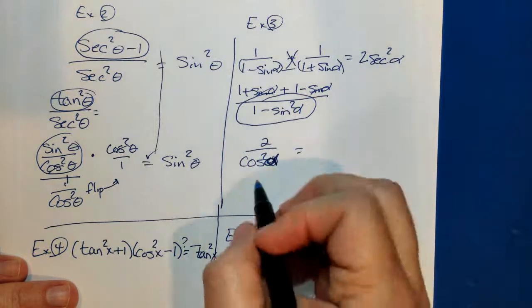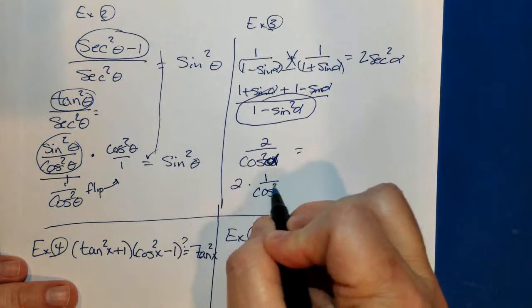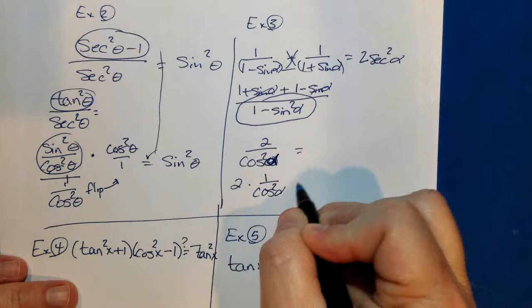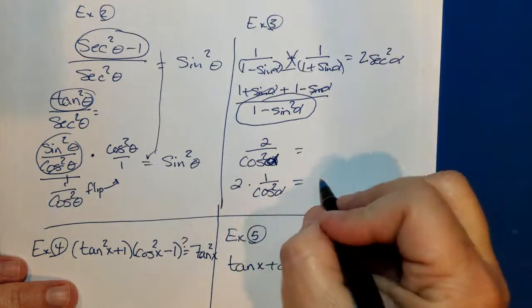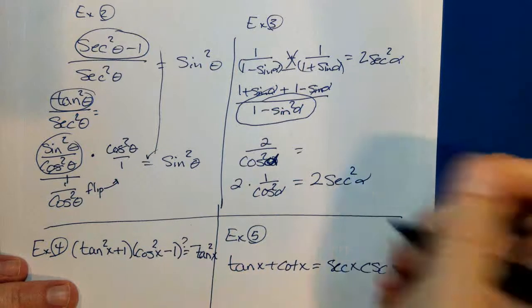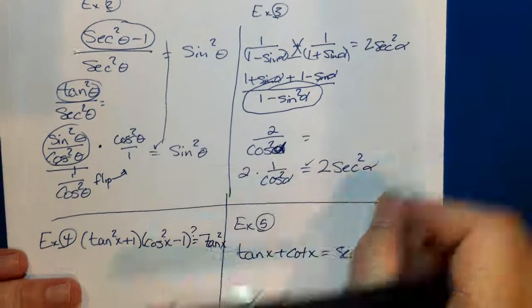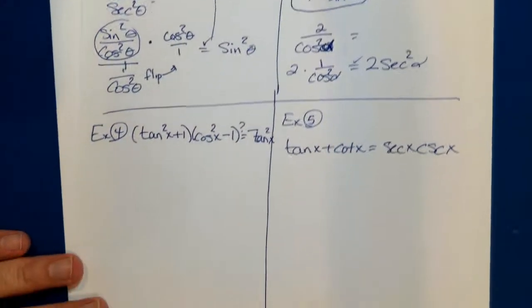Now, this is then 2 times 1 over cosine squared alpha. What's 1 over cosine squared? You got it. Secant squared. So 2 secant squared alpha. Check. All right. Let's go down to this next one.